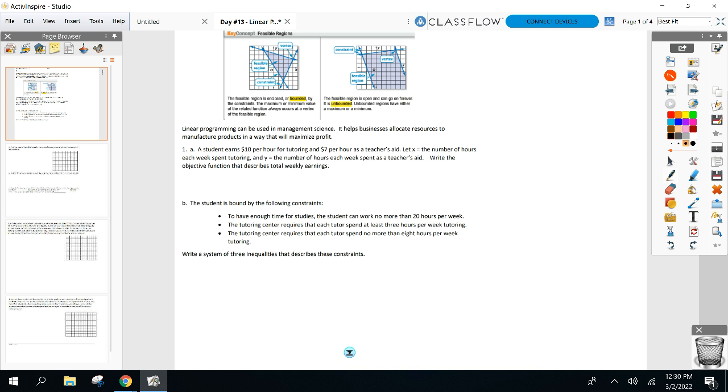They make $10 tutoring, $7 an hour for being a teacher's aide. I've already set up the variables for you. X is going to be the number of hours they spend tutoring, and Y is going to be the number of hours they spend as a teacher's aide. First thing, let's write that objective function, which is your Z equals. How much money can they possibly make?